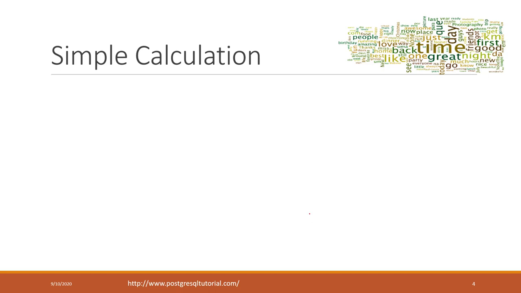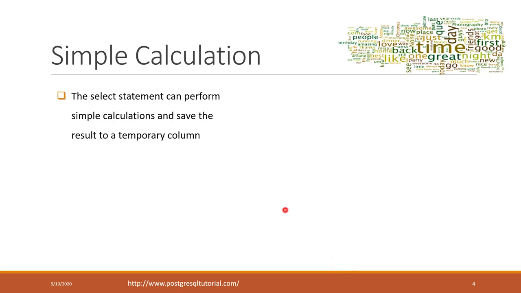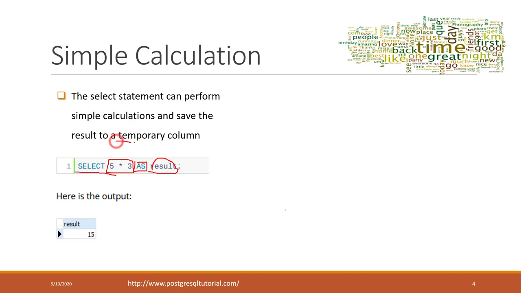Okay, so in addition to making queries, in SQL we can also do some very simple calculations. If you put any calculation after the select statement, you can tell it how you want to save the result. So select, and then you define the calculation, and then use the as keyword to save that as a result. That will be saved into a temporary column with the name that you define here.